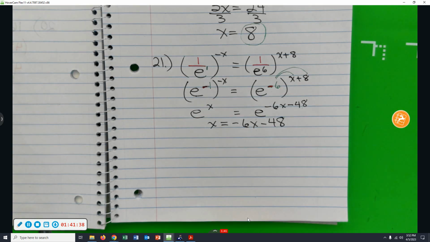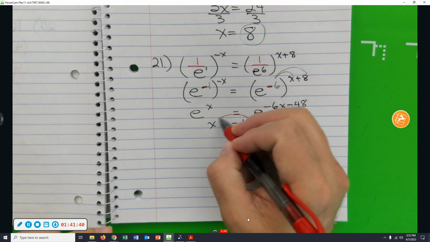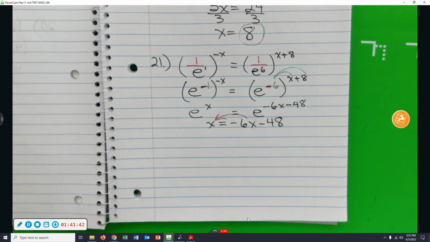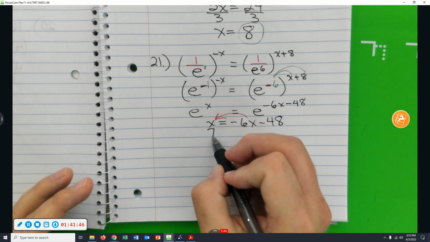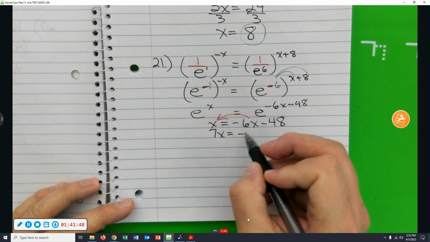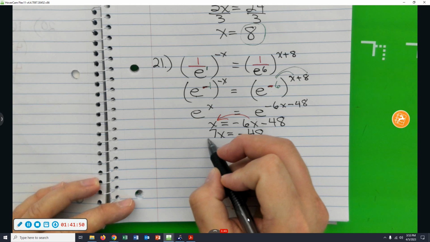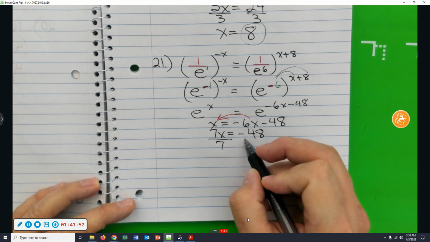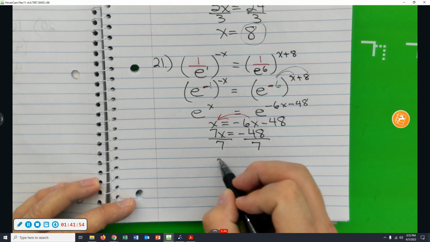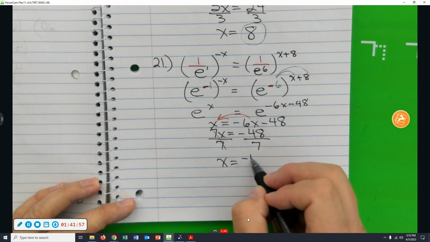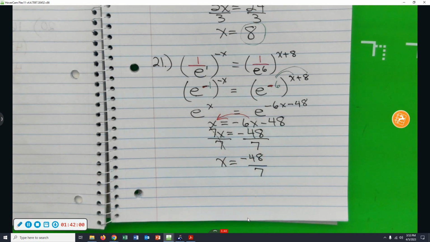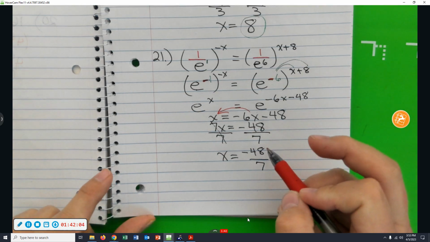I'd add the 6x, so you get a 7x. 1x plus 6x, I agree, that's a 7x, so you get 7x equals negative 48, and then you divide by 7, and you get negative 48 sevenths, I agree. Any questions there?